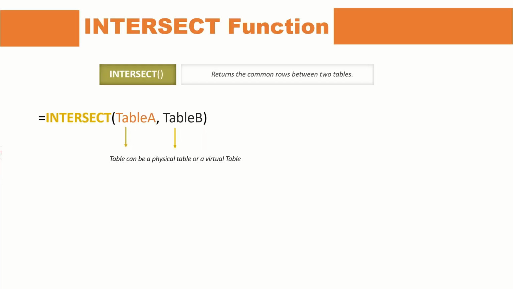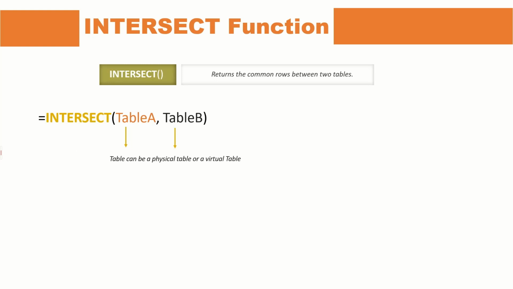If you take a look at the face of this function, it has two parameters, table A and table B. So basically, we need to provide two tables in the INTERSECT function, and then the INTERSECT function finds the common rows between the two tables and provides us a table as an output with the common rows.